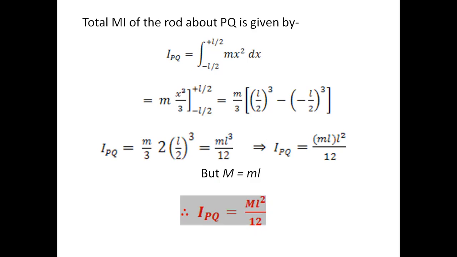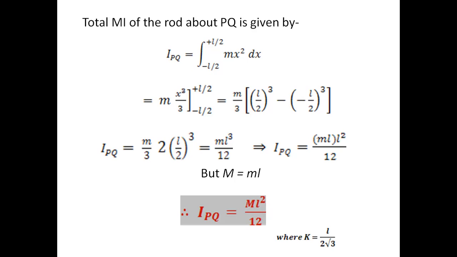Now what is the value of the radius of gyration? Compare this equation with the general equation I is equal to M k square. If we compare, the k square value we will get is L square by 12. Hence the radius of gyration k is equal to L by 2 root 3. So this is about the moment of inertia of the thin rod about an axis passing through the center of gravity and perpendicular to its length.